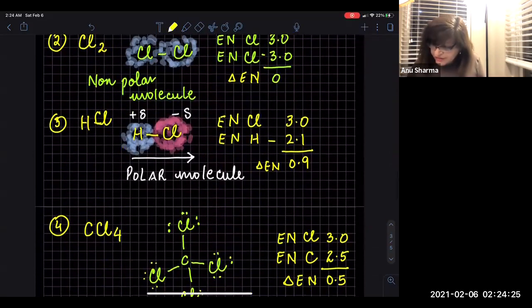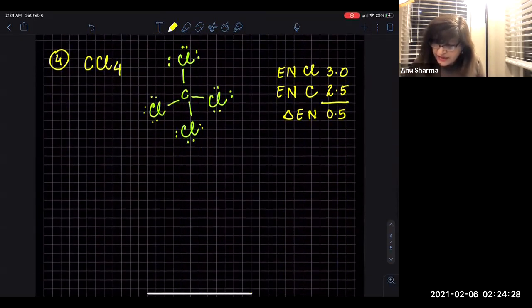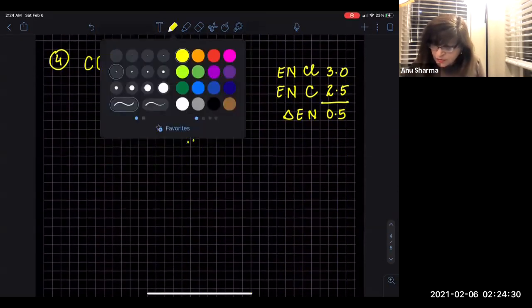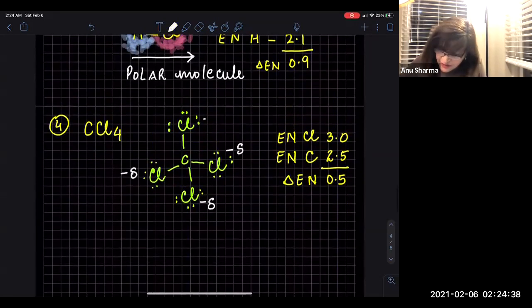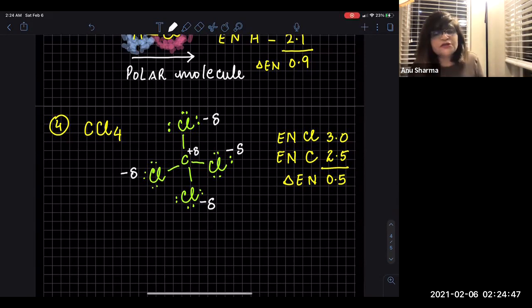So every single bond you see here in this case is going to be polar covalent, which means that every chlorine is going to have a delta negative charge because chlorine is more electronegative. So it will pull the shared electrons between carbon and chlorine towards itself. And carbon will have a slight delta positive charge. This is one thing.